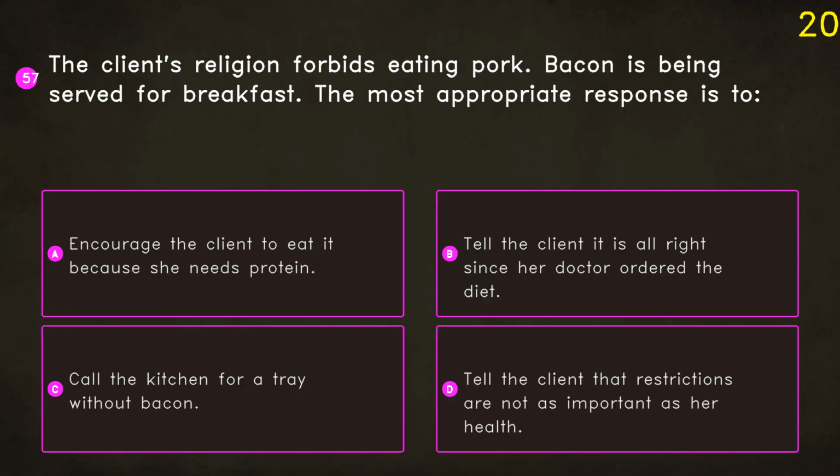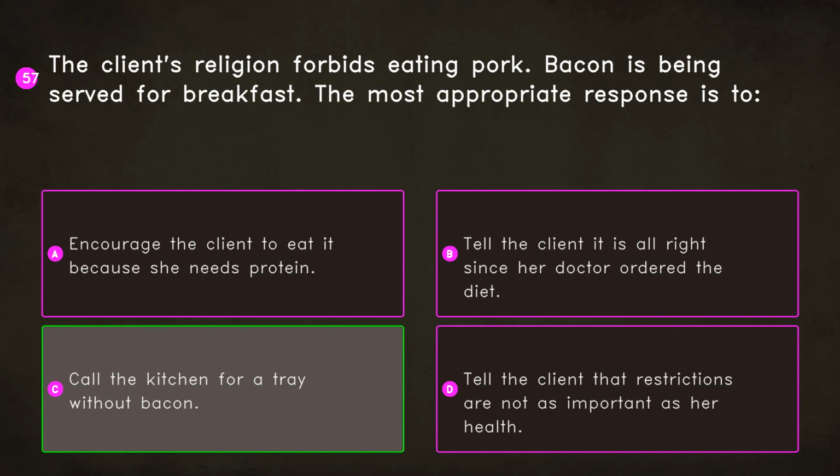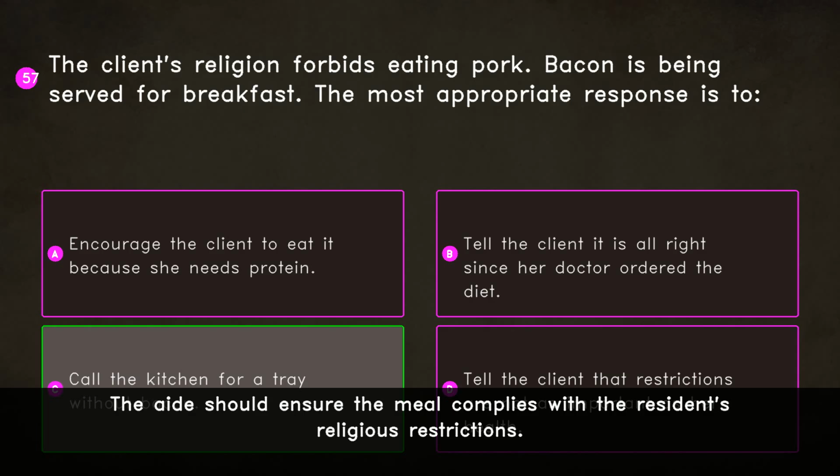Question 57. The client's religion forbids eating pork. Bacon is being served for breakfast. The most appropriate response is to A. Encourage the client to eat it because she needs protein. B. Tell the client it is all right since her doctor ordered the diet. C. Call the kitchen for a tray without bacon. D. Tell the client that restrictions are not as important as her health. The correct answer is call the kitchen for a tray without bacon. The aide should ensure the meal complies with the resident's religious restrictions.